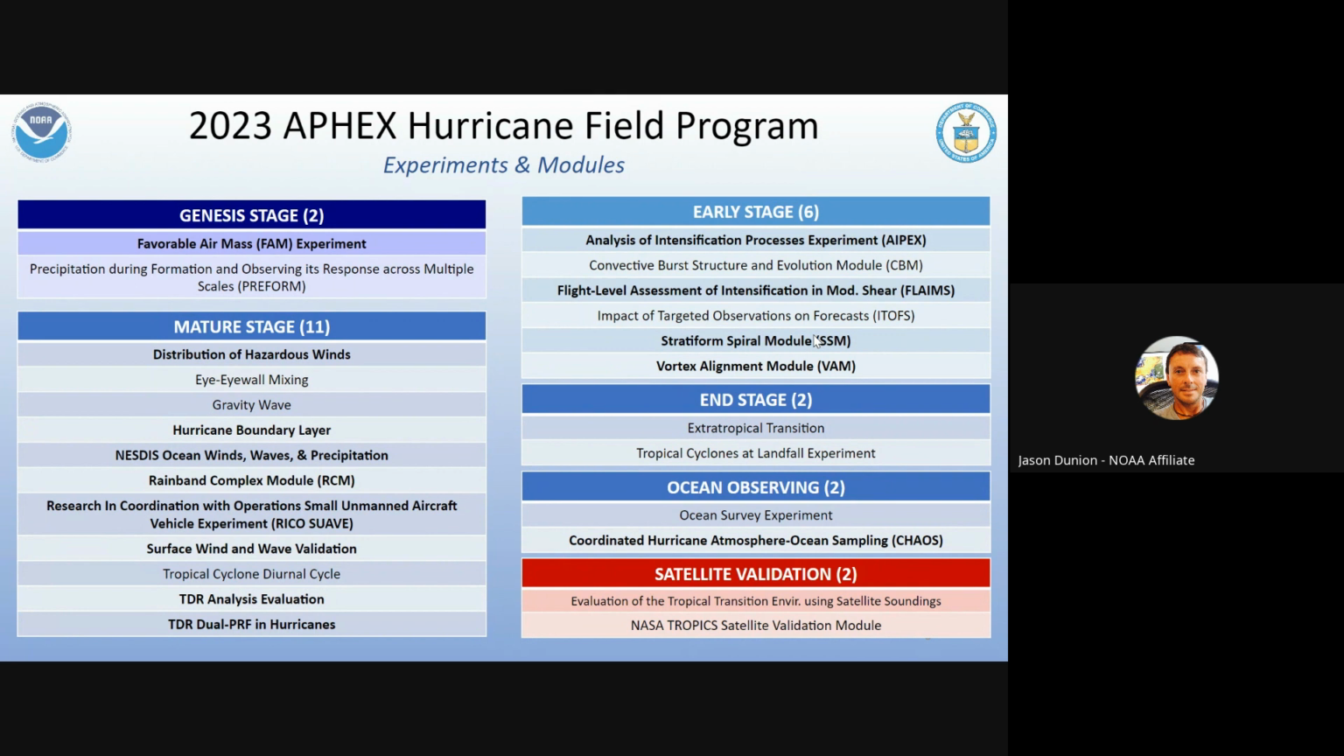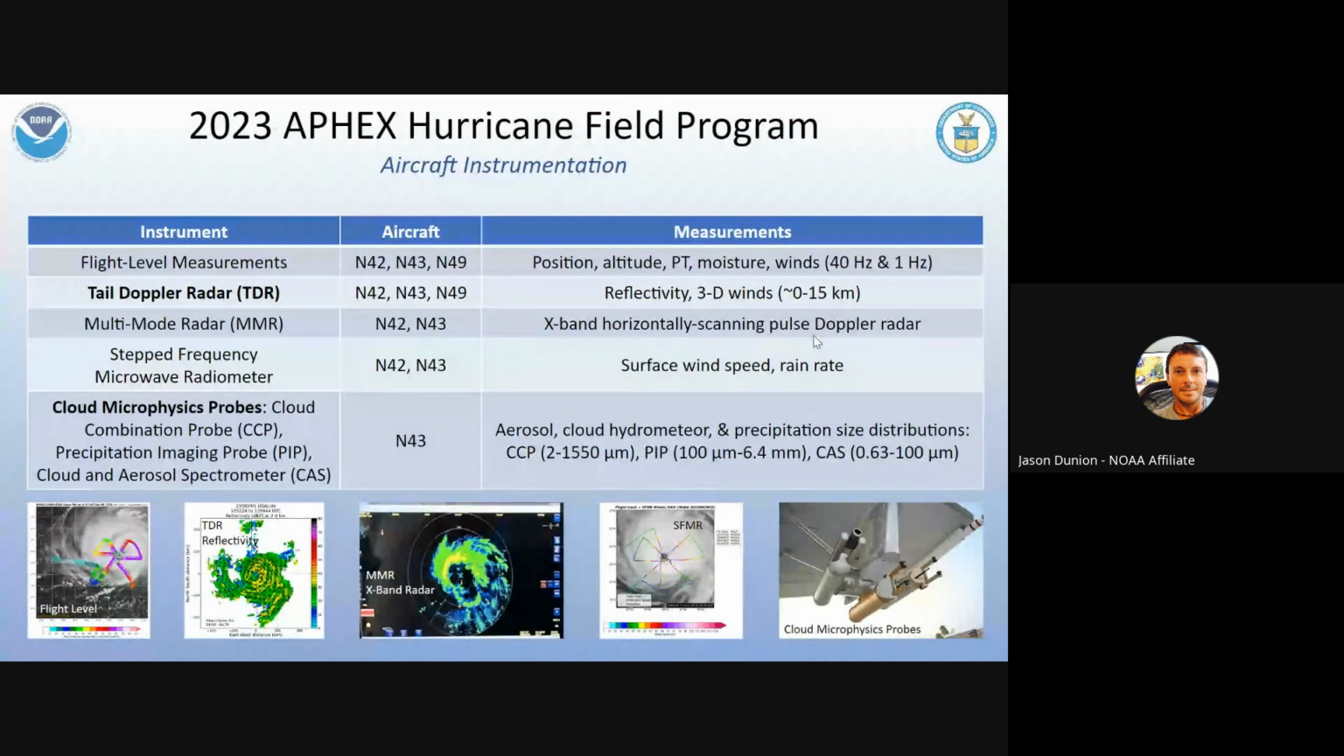Next slide. Just looking at aircraft instrumentation, and this is more for the history of it rather than to go through the details, but flight level measurements from all 3 aircraft. Tail Doppler radar, I'll talk about that in a little more detail. We have the MMR X-band radar for looking at hazard avoidance out there in the storm. SFMR on the P3s and cloud microphysics probes. I'll talk a little bit about those as well. We had those on N43 this year. Next.